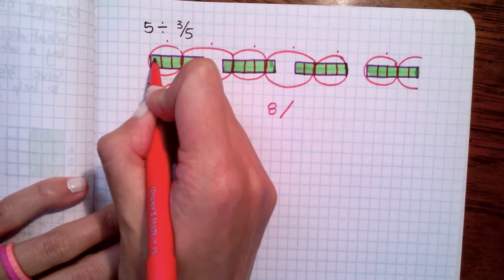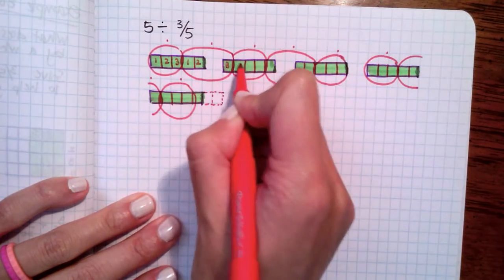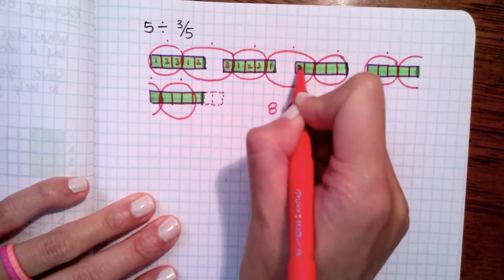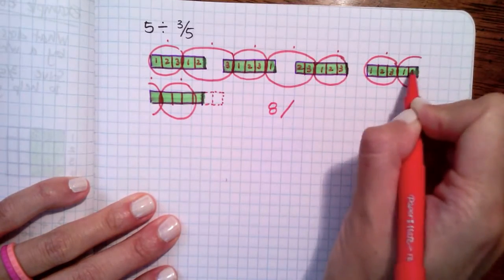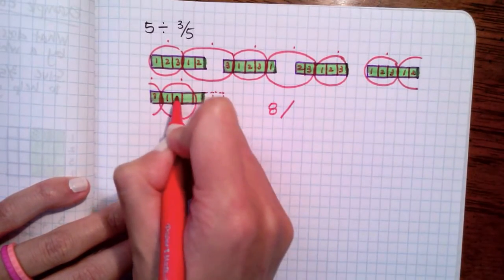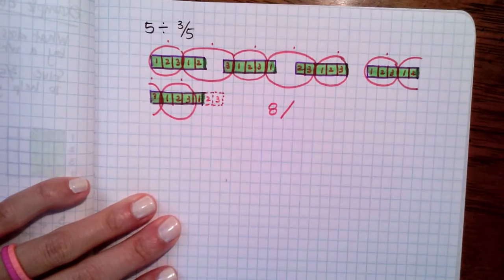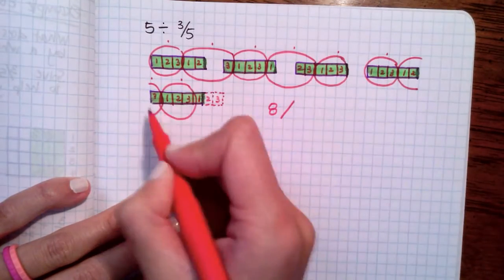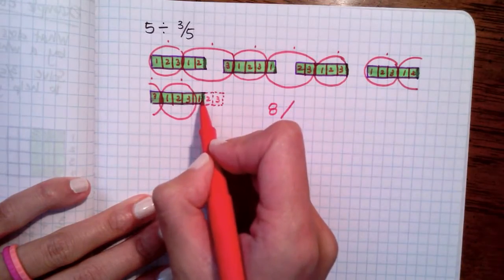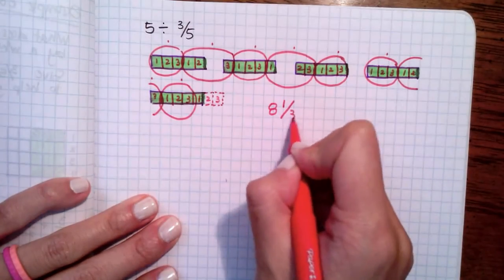Each of these needed 1, 2, 3. Here I only have 1. I need another 2 and 3. So my fraction at the end, my answer at the end is 8. 1, 2, 3, 4, 5, 6, 7, 8. And 1, because I have 1 left over, out of the 3 that I need.